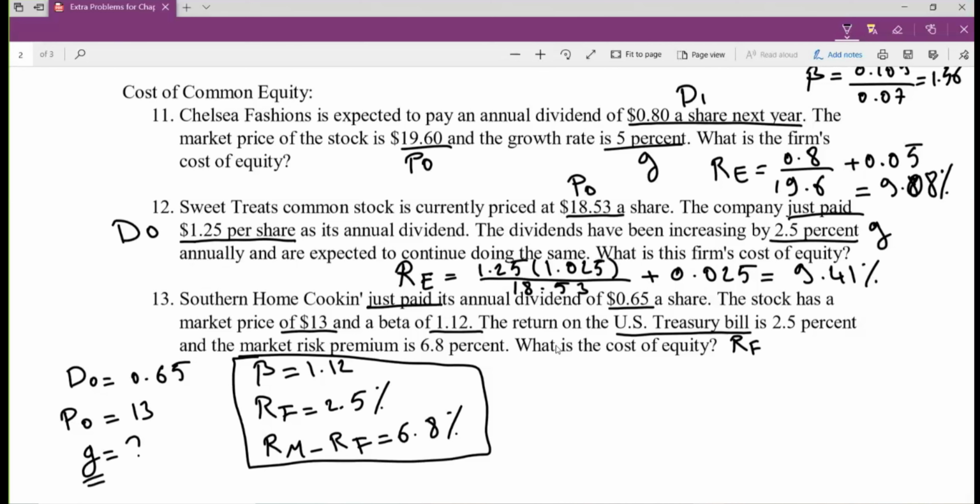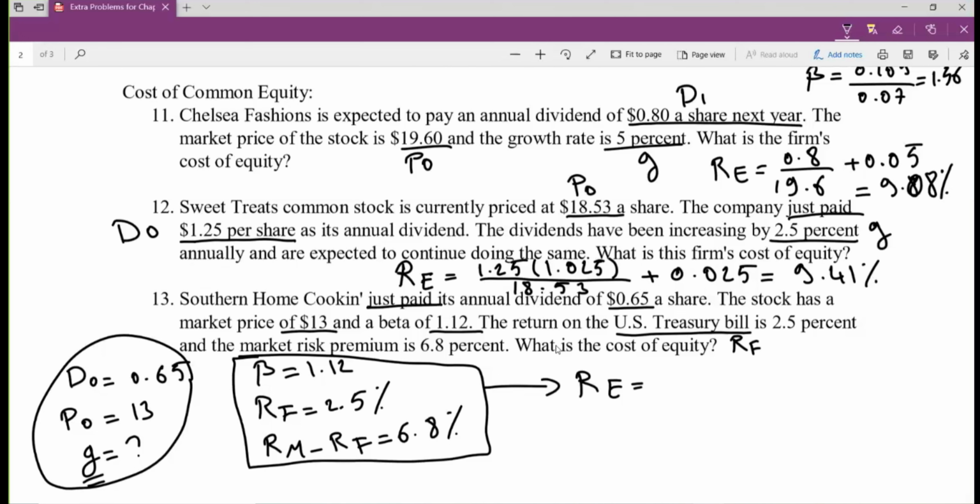And by the way, for problem number 13, this question can be formulated in the following way. You have all the given. Instead of asking about the cost of equity, let's say you are asked about the growth rate, assuming that the two models give you the same estimate for the cost of equity. So in this case, you can use the CAPM to compute RE, the cost of equity. Once you have that value, you can apply it here to find the growth rate.